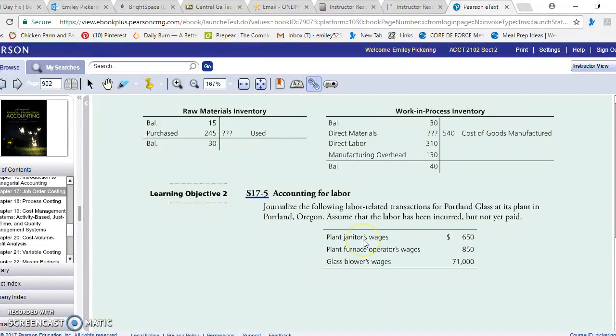Janitors, you cannot trace their hours to a particular item that you're making, I guess a particular vase or whatever it is. Plant furnace operators' wages are pretty much the same. It's very difficult to trace how many hours they have worked on a particular vase or whatever other glass that they're doing. Now, glass blowers' wages, however, are very easy to trace. They know exactly how many hours they worked on a vase or whatever else that glass manufacturers make. So we're going to have indirect for janitors, indirect for plant furnace operators, and direct for glass blowers' wages. So let's go ahead and journalize that right now.